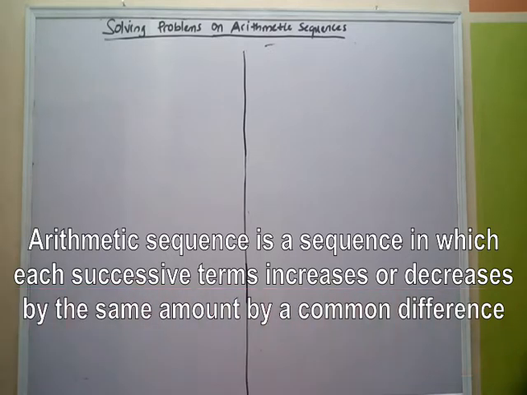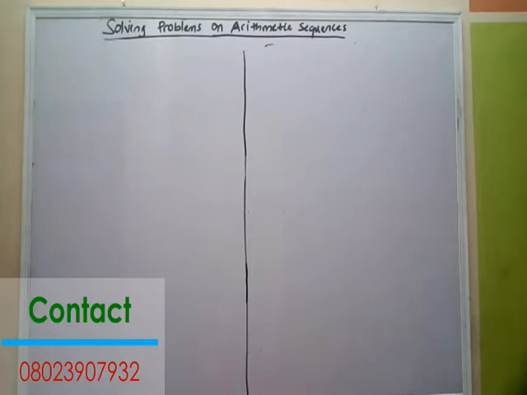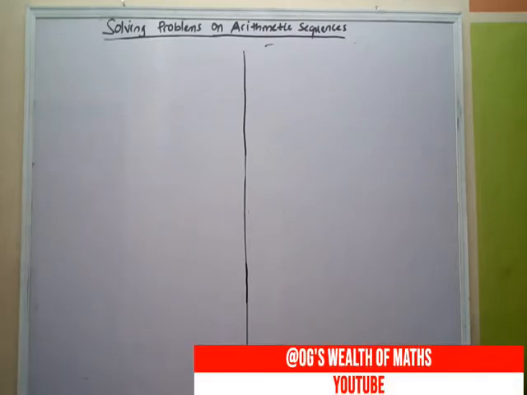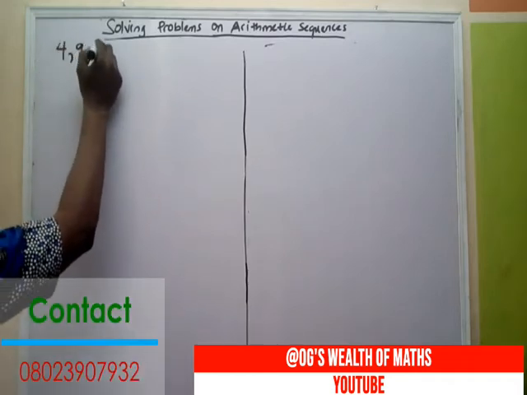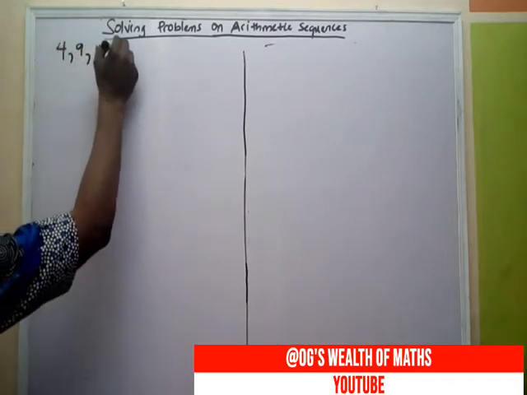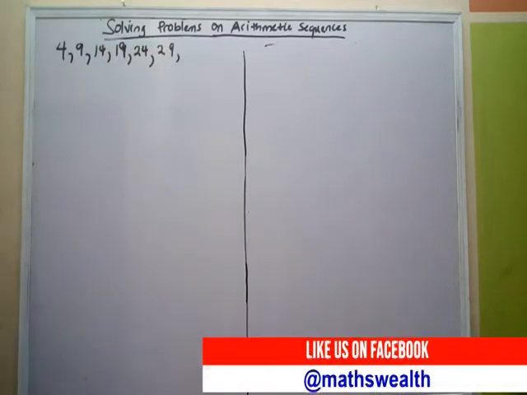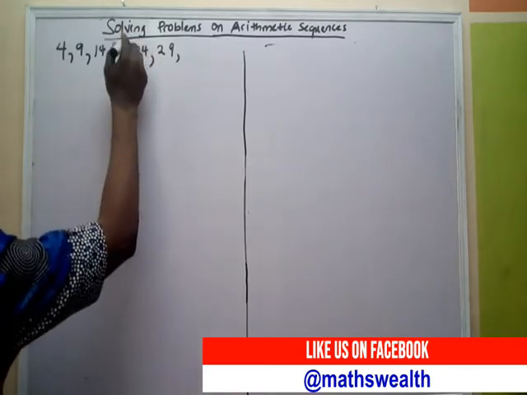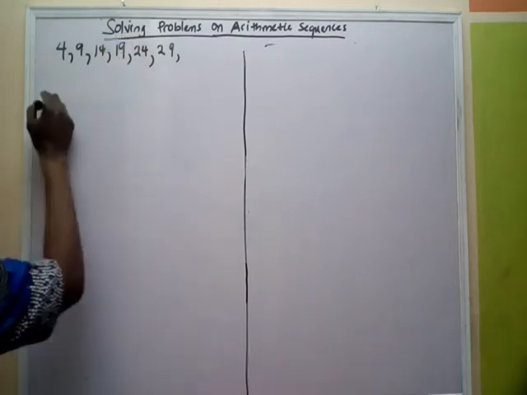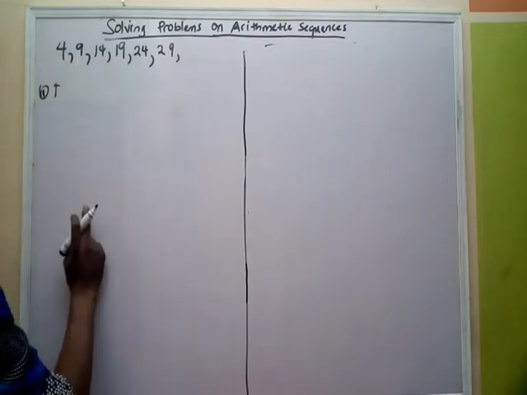I want to open your eyes to things we do in the real sense: solving a mathematical problem, generating questions from the sequence. That's what I want us to look at. So for instance, let's assume we have a sequence 4, 9, 14, 19, 24, and 29. Now, if you look at this sequence, I want to generate questions from this sequence. Let's assume I want to use the second and the fifth term of the sequence.